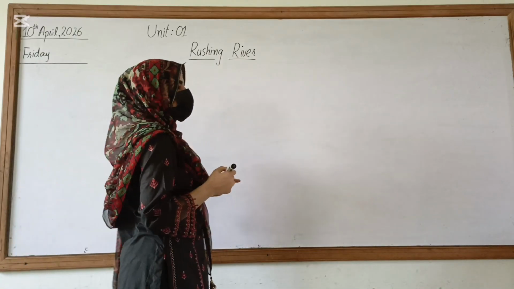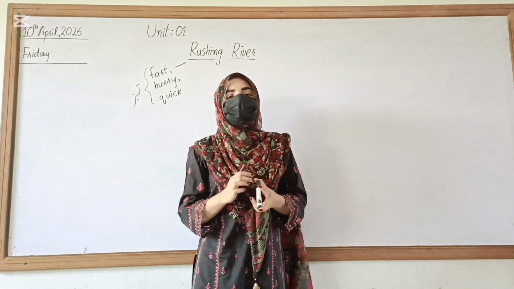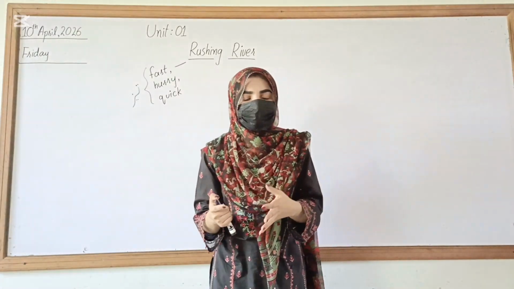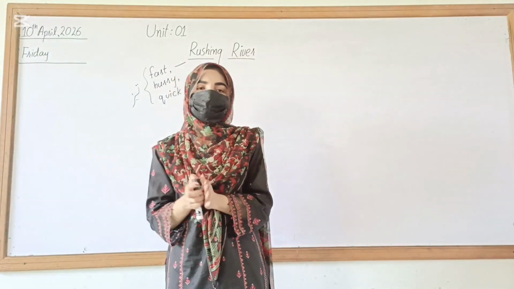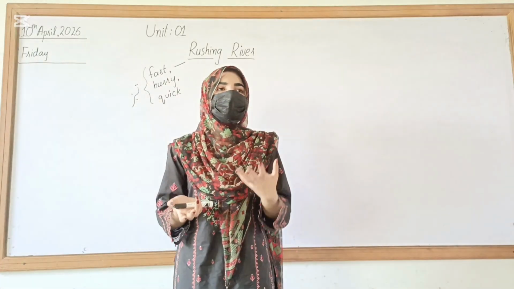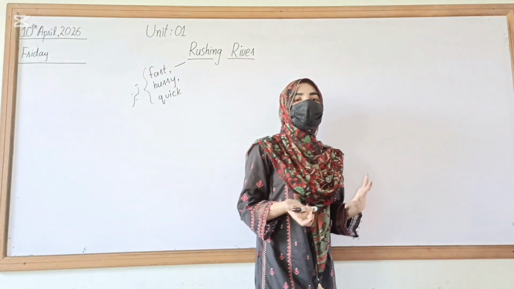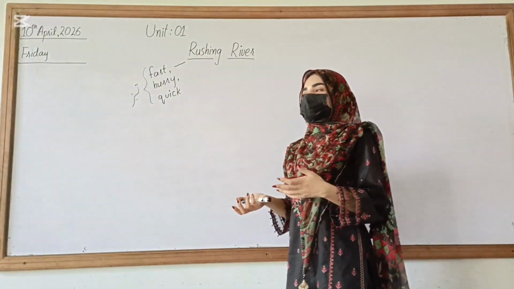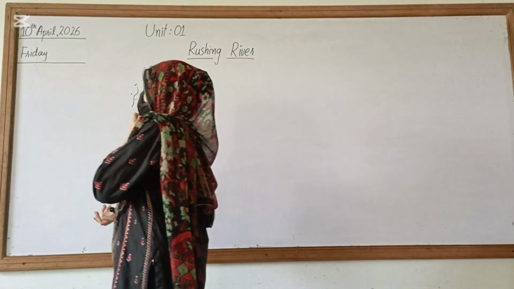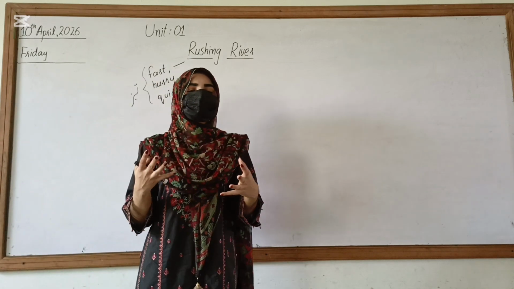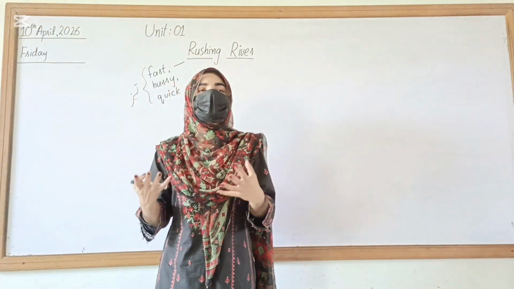So Rushing River is basically a story of a boy whose name is Bilal. So what did Bilal want to do? The unit starts with a story that describes that Bilal was asking permission from his parents. He wanted to go near the river. He wanted to see what the river actually looks like, because he has never seen this rushing river, or any river in such a rushing situation, ever in his whole life.